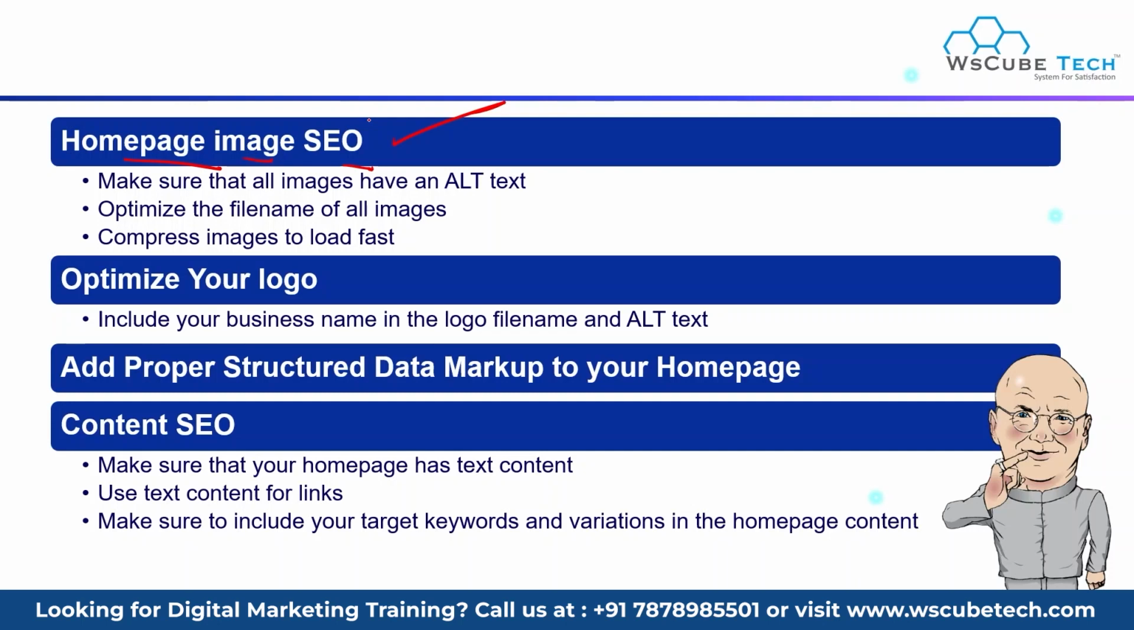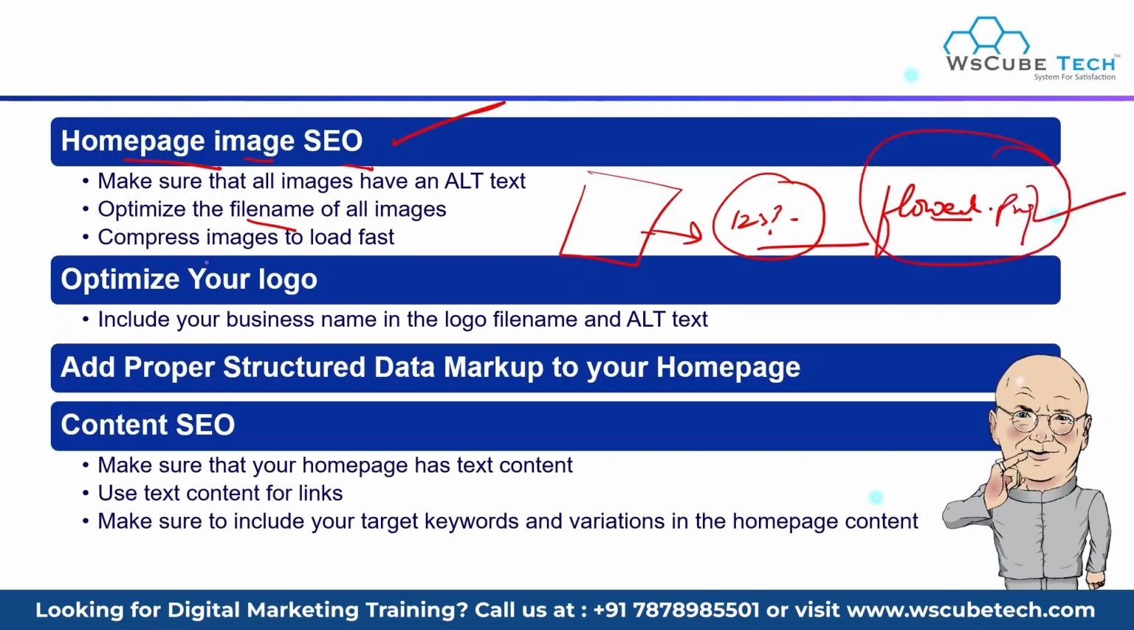Make sure that all the images have an alt text, and you have to mention your targeted keyword in your alt text also. Optimize the file name. For example, if you have any image, instead of using a name like 1, 2, 3, you can simply use a particular file name, that is flower.png. This kind of name you have to use. Then compress the image first, because if your image has a large size, your page load speed will be impacted. So you have to compress your image to load faster.